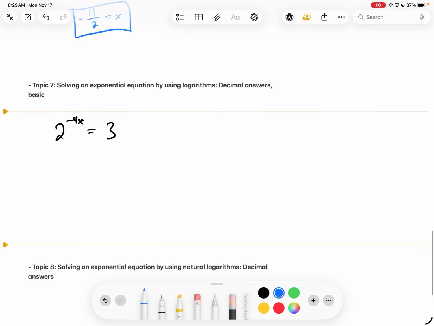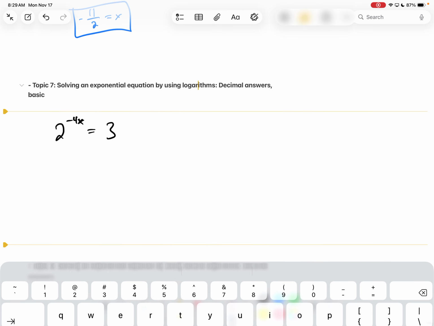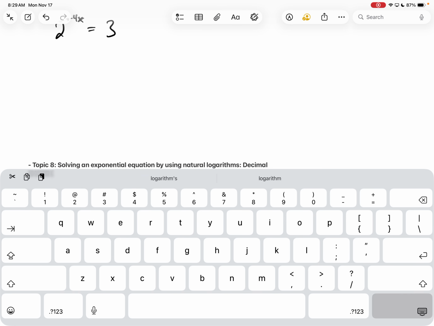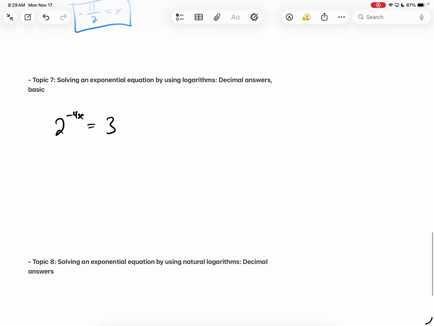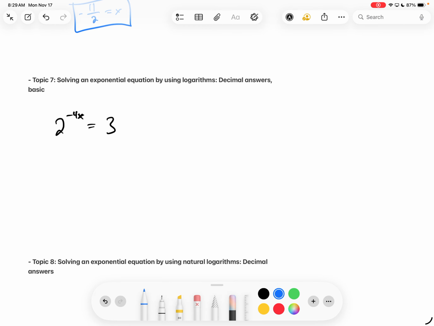If you look at the name of this topic right here, this one says uses logarithms, and this one says uses natural logarithms. I always use the natural logarithms. I don't really know what the point of using logs is. It works the same way, but with ln I get to write 2 letters, and with log I get to write 3 letters. So I'm going to do the shorter one.